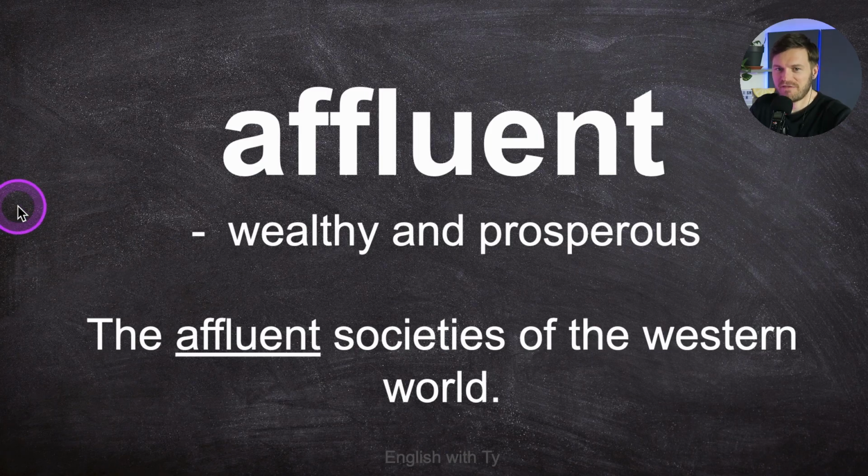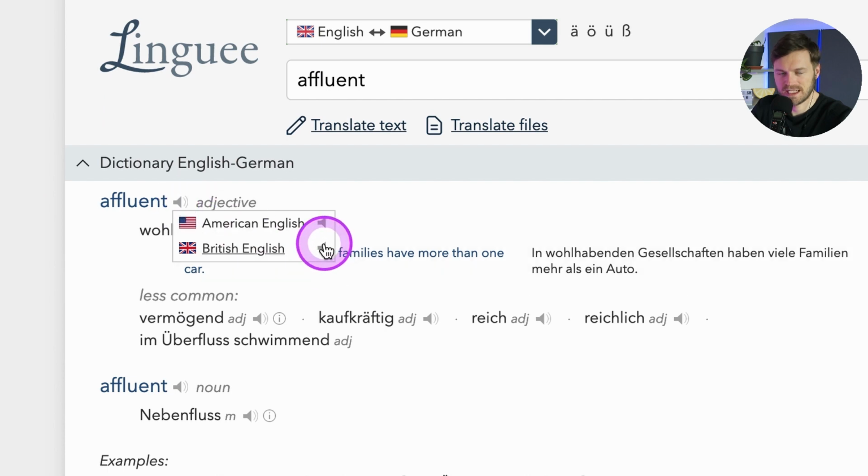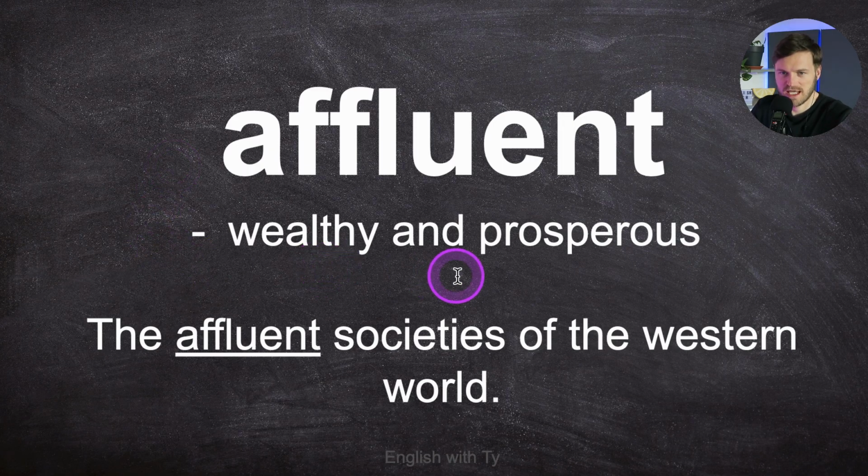The next word is affluent. A-F-F-L-U-E-N-T, affluent, and that means wealthy and prosperous. Affluent, here is the American pronunciation. Affluent. And here's the British pronunciation. Affluent. And again, it means wealthy and prosperous.